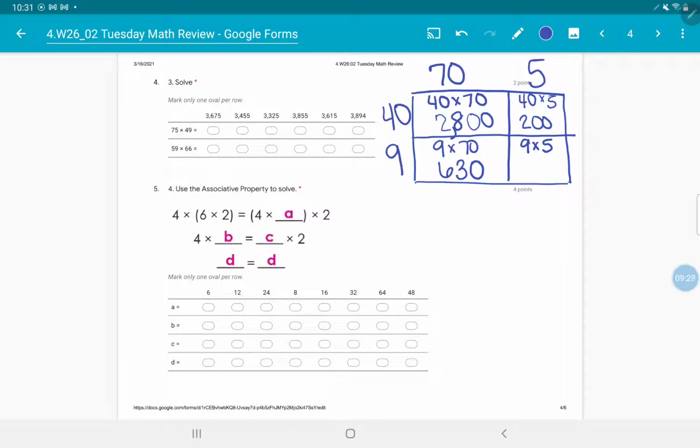Okay, so I've got all 4 of my parts. What am I going to do now, Christopher? You're going to add them all up together. I'm going to add them all together.